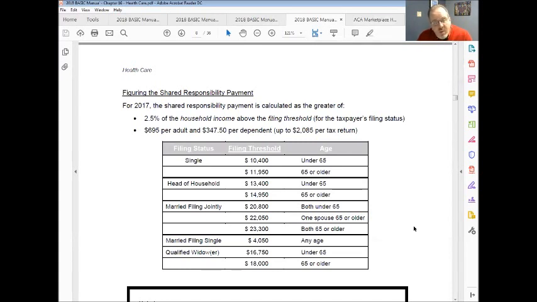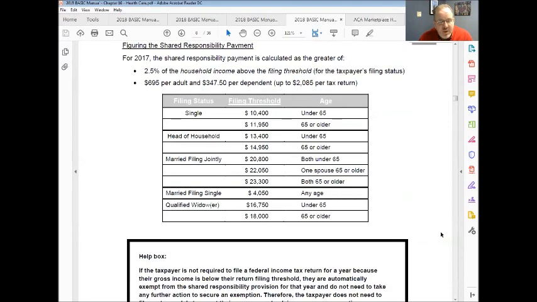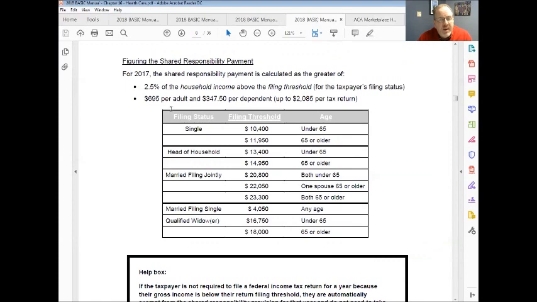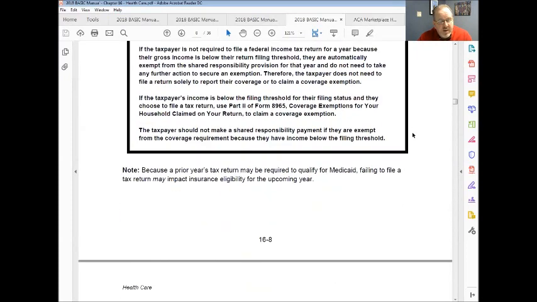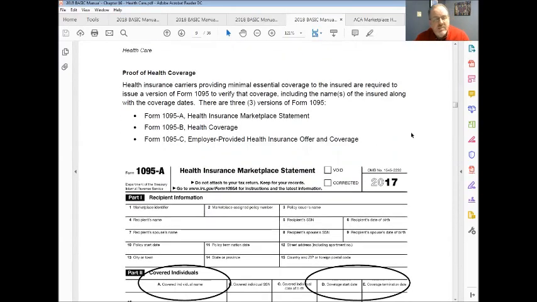If that holds, we don't know, but as it stands right now, in 2019 you will not be required to have health insurance, okay? But if you don't and you have to pay the penalty in 18, it's 2.5% of your household income above the filing threshold. So you're taking the income for the tax family, subtracting your filing threshold, or $695 per adult and $347.50 per dependent, up to $2,085, okay? Whichever is greater is the one that they will use, okay?